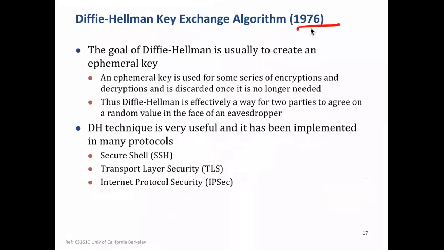So the goal of Diffie-Hellman is to create an ephemeral key. Ephemeral is basically a short-term key, where the time span is very short, right? So basically we can create a key, use it for a session and discard it. This technique is very useful in Secure Shell, SSH, that you would have heard of or we will study later, then TLS and IPsec. All these algorithms use this mechanism of key exchange.